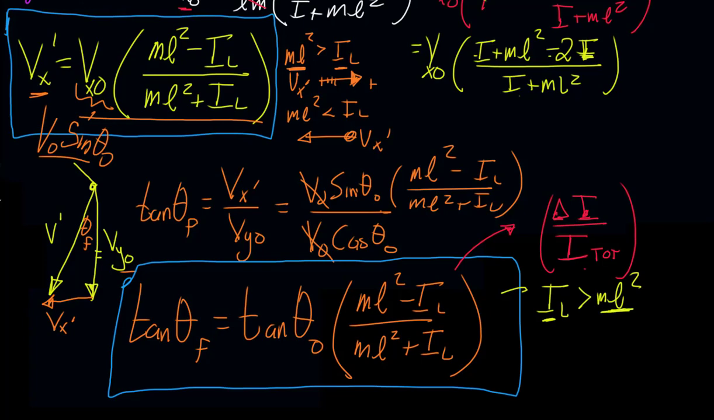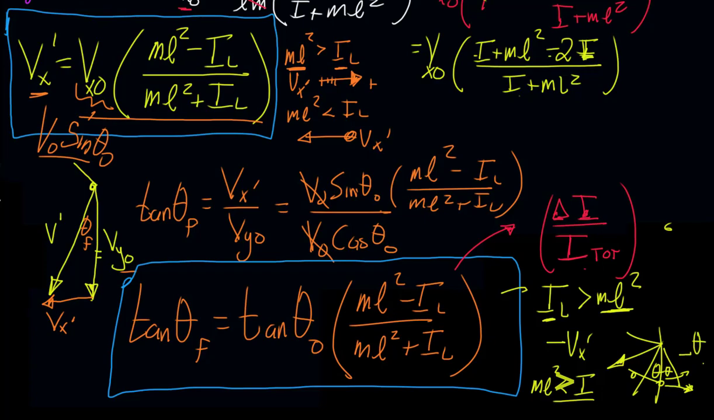So in general, this equation will work out to be negative Vx prime, which means it's a rebound. However, in the unusual case that ml² is greater than IL, we get a positive. It'll come in and impact and it'll slow down, but it'll still be moving that way. And we end up with a negative angle, which makes sense as well. It would tell us that the angle of rebound is actually this direction. So this would be a negative theta final, and this side is our positive theta final, the side that we expect it to be on.